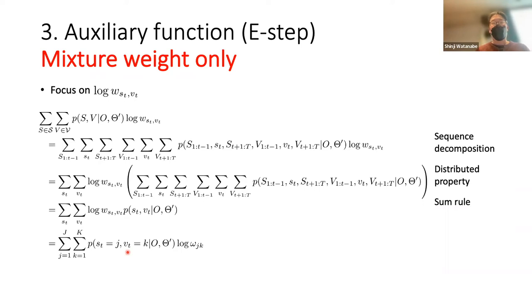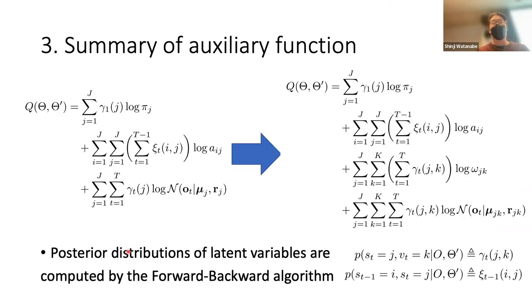So by using this kind of formulation notation, we can rewrite all the auxiliary functions based on the extension of the gamma and the xi. The xi is actually not changed at all, but the gamma is changed, depending on which Gaussian mixture we are belonging to. But the other part is almost the same, and we can define this gamma and xi similar to the previous formulation. Then we can compute this posterior distribution by the forward and backward algorithm. So again, the methodology is almost the same.